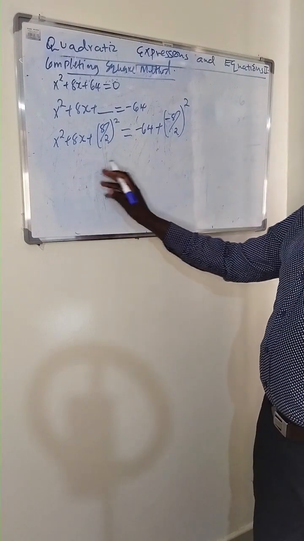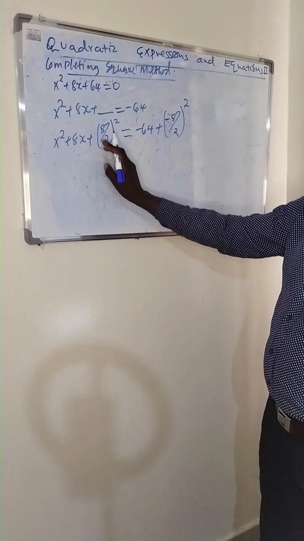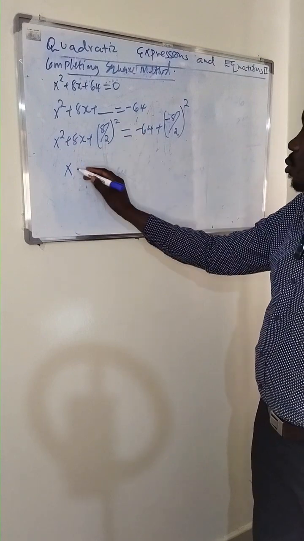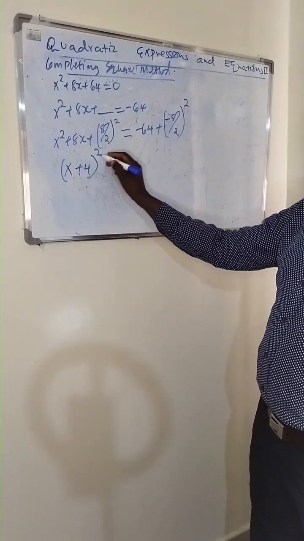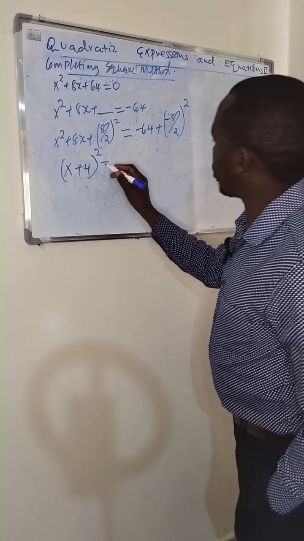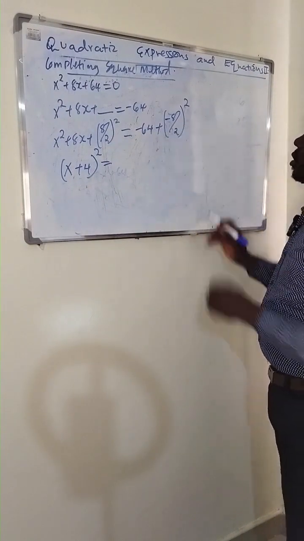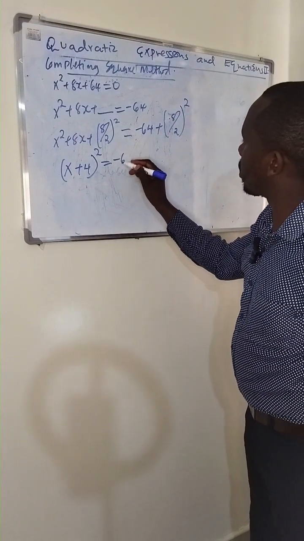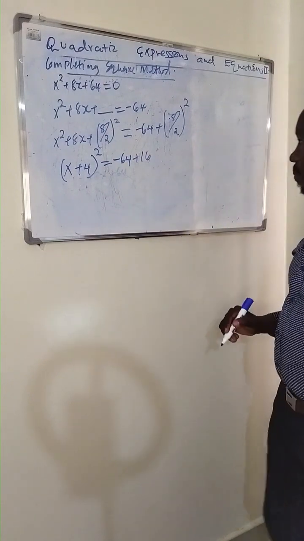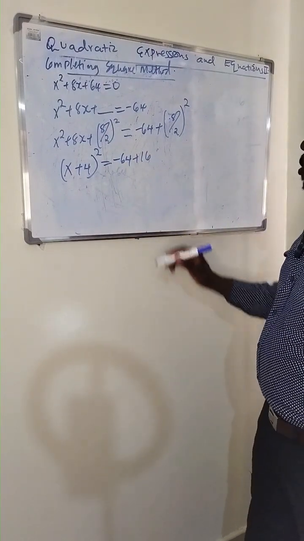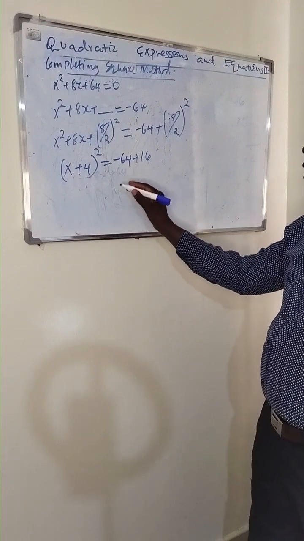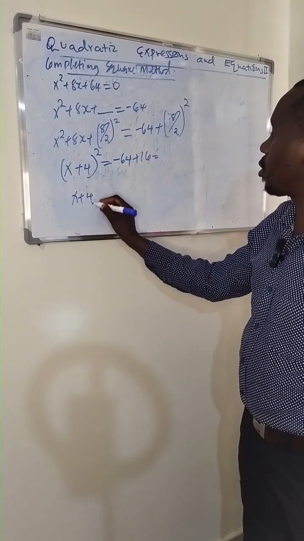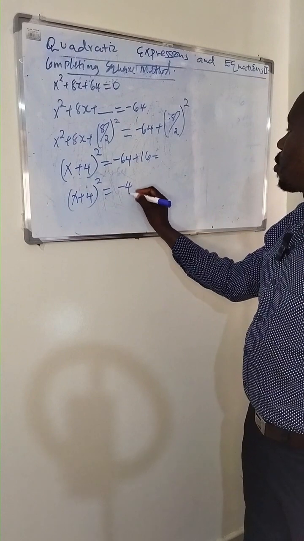After doing that, we now group these parts which are squared. So you have x plus 8 over 2, so we just take 4, then squared, and that should be equal to minus 64 plus 8 over 2, so 8 divided by 2 is 4, squared, you get 16. So you have minus 64 plus 16. If you take minus 64 plus 16, that is equivalent to minus 48. So the result here is minus 48, so you can write x plus 4 squared is equal to minus 48.